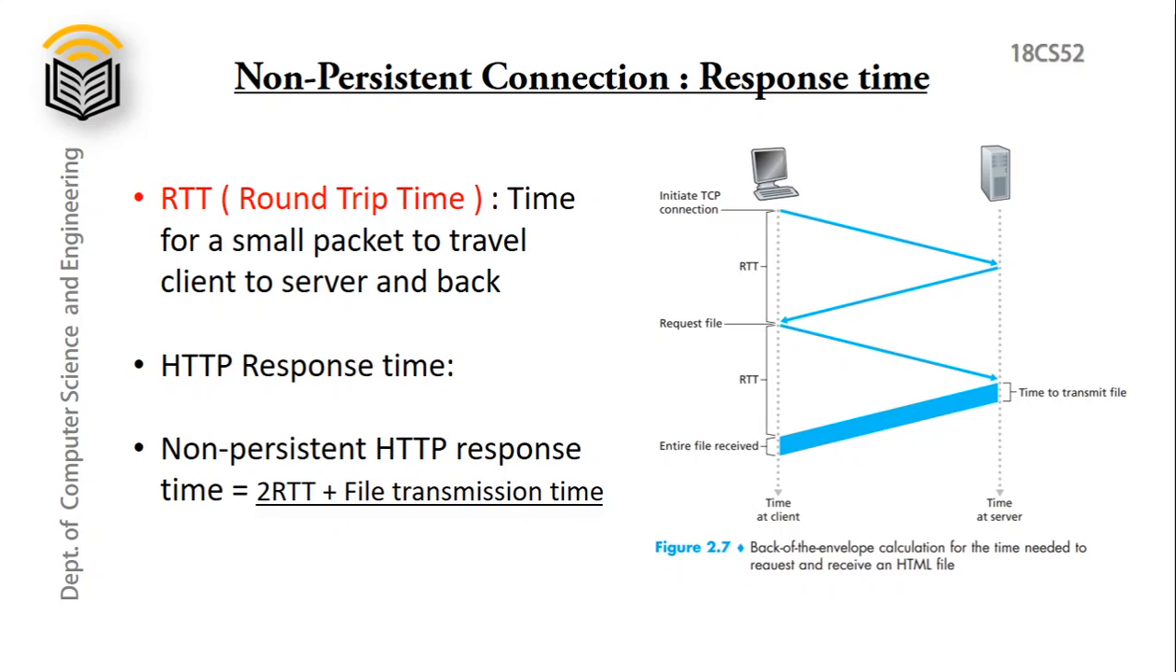Now you came to know it takes 2 RTT per object, so this is one kind of disadvantage. If it takes 2 RTT, the OS will be overheaded for creating N TCP connections. So to overcome this we have persistent HTTP.